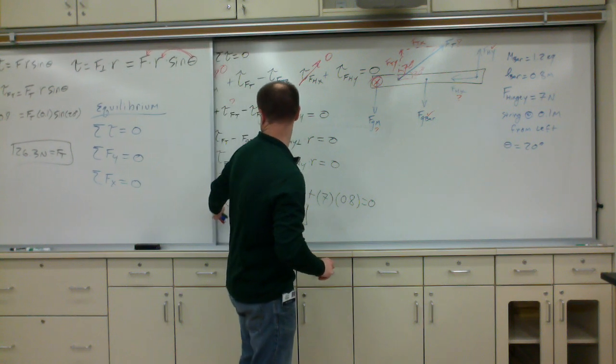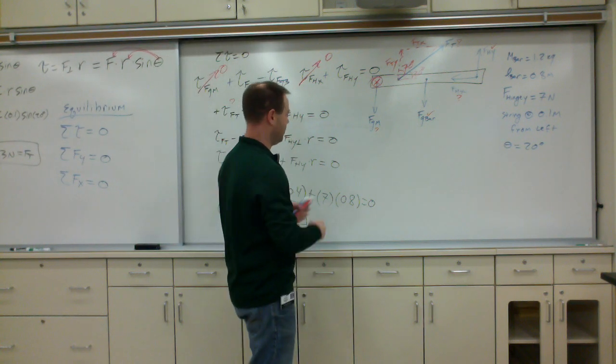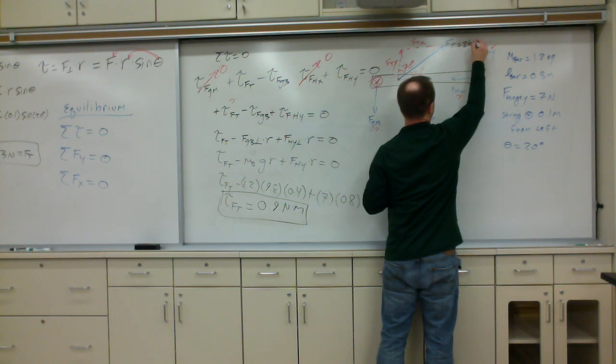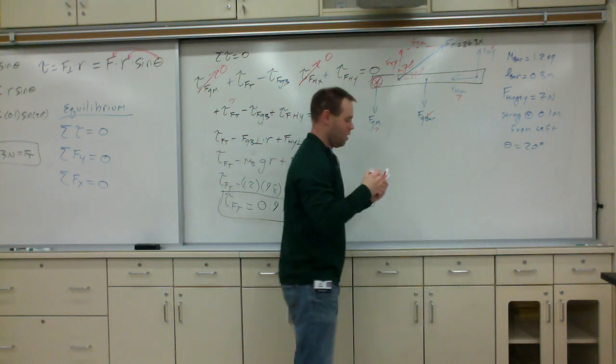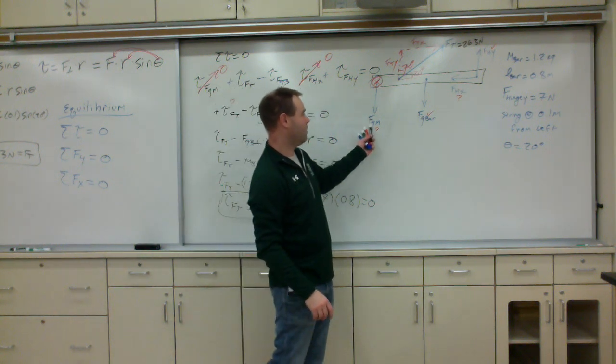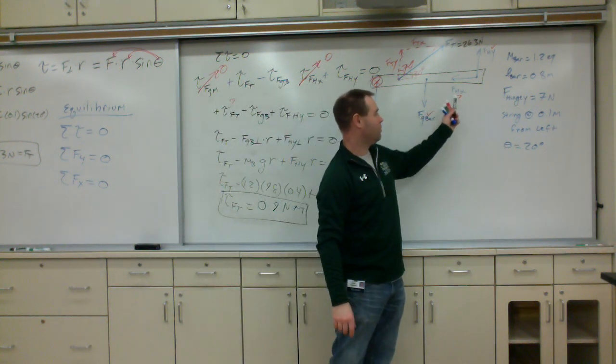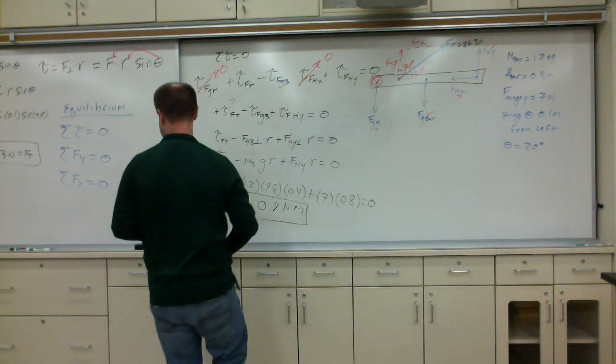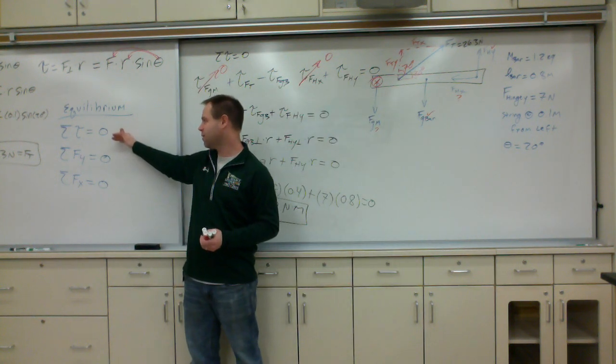We found that the force of tension is 26.3 newtons. So we know that this is 26.3 newtons. Now, the other things we want to find are this mass, and the force of the hinge in the x direction. How are we going to do that? Well, we're going to do that by applying our other pieces of knowledge of equilibrium.